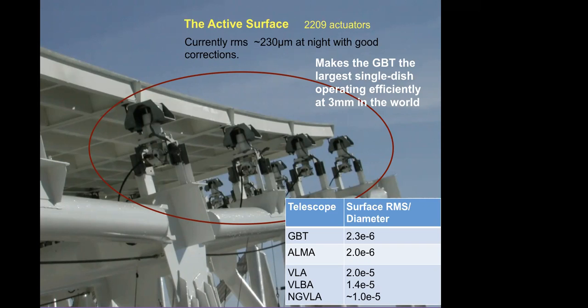With the GBT down in the bottom corner, I have listed different radio telescopes along with the surface RMS over the diameter, just to show how the GBT compares with other radio telescopes that are online. As you can see, the GBT is comparable to that of ALMA and several other radio telescopes. This makes the GBT the largest single dish operating efficiently at 3 millimeters in the world.